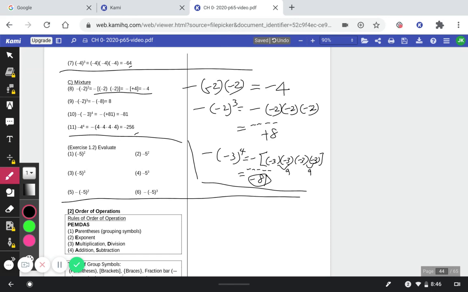So pause your video, do these 6 questions on the exercise 1.2. When you're finished, check your answer with a solution key or answer key at the bottom of each section. Okay, pause the video now.